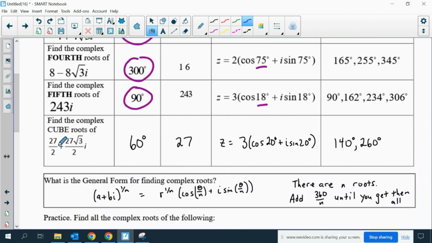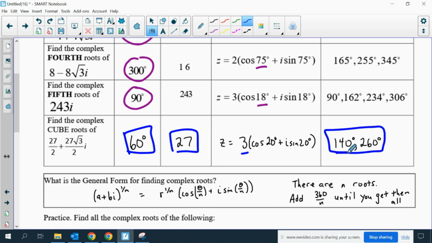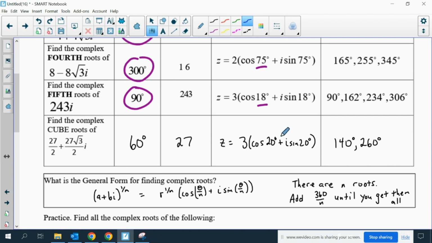Here's another example. So if I find the radius of this, it's like a 30, 60, 90 triangle. So I get an angle of 60. I'd get the radius of 27. I do 27's cube root to get 3. And then I divide 60 by 3 to get 20. Then in order to get the other angles, I add 120 because 360 divided by 3 is 120. So I add 120 as many times as I need to in order to get as many roots as I have to get.